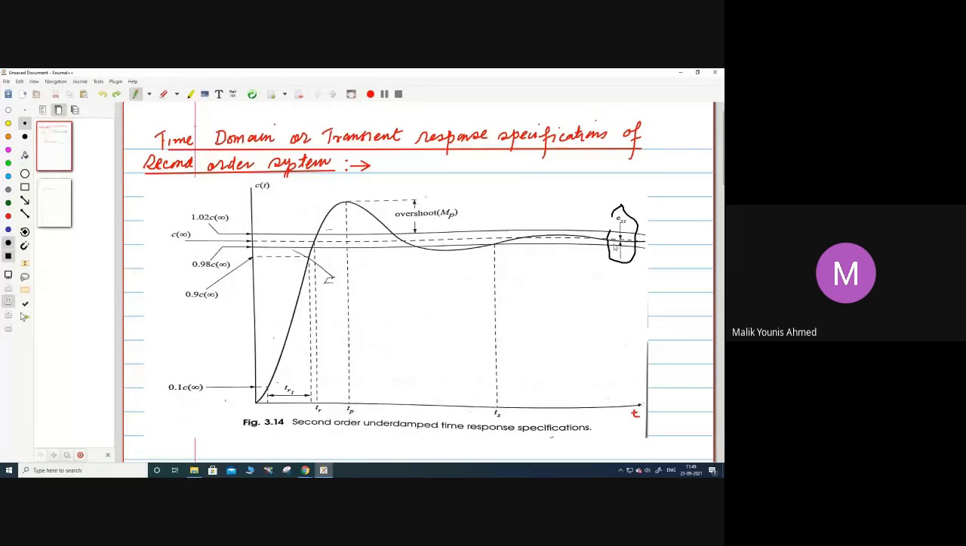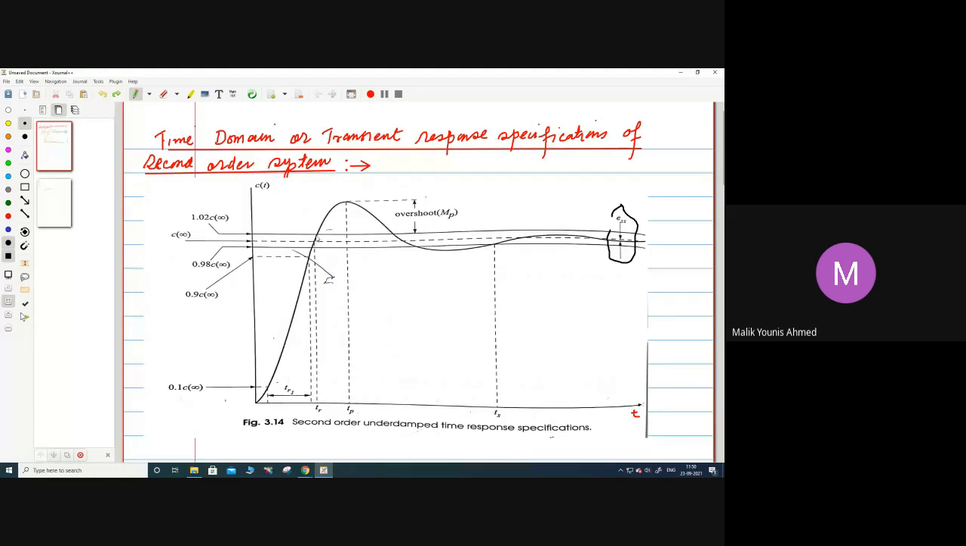This is the settling within 2%, here 0.9 and 1.0. If your response settles within these two straight lines, then that is the settling time, and peak time is the maximum time here. Then we have a rise time, which starts from 0.1 up to 0.9. C infinity is the steady state value, and maximum overshoot Mp means what the overshoot was.